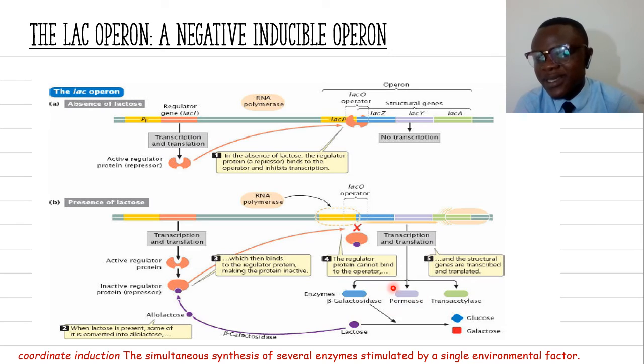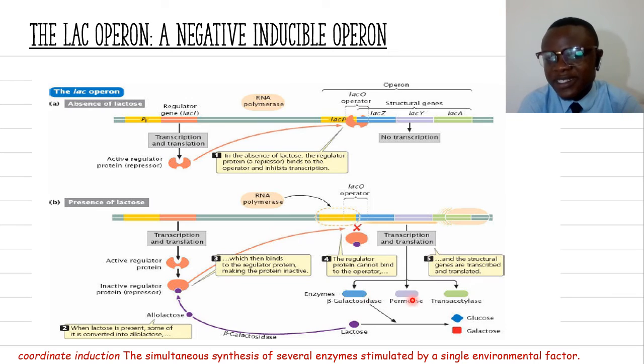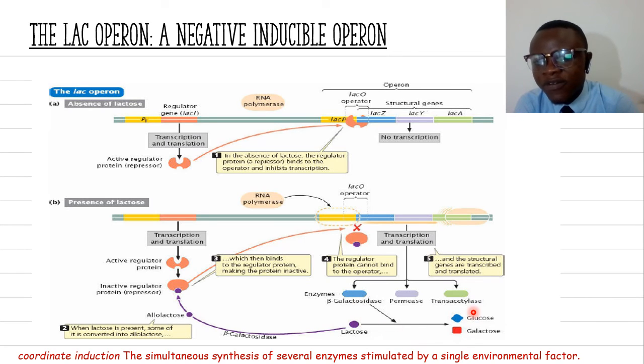Next, you see the permease here. Remember the normal metabolism of lactose: the permease facilitates the transport of lactose into the cell. And we have the last one, which is transacetylase, whose function is not really that well known. So this becomes a positive feedback, right? Whenever you have more production of galactosidase, you have more allolactose being produced, and with more permease, permease is going to facilitate more transport of lactose into the cell.